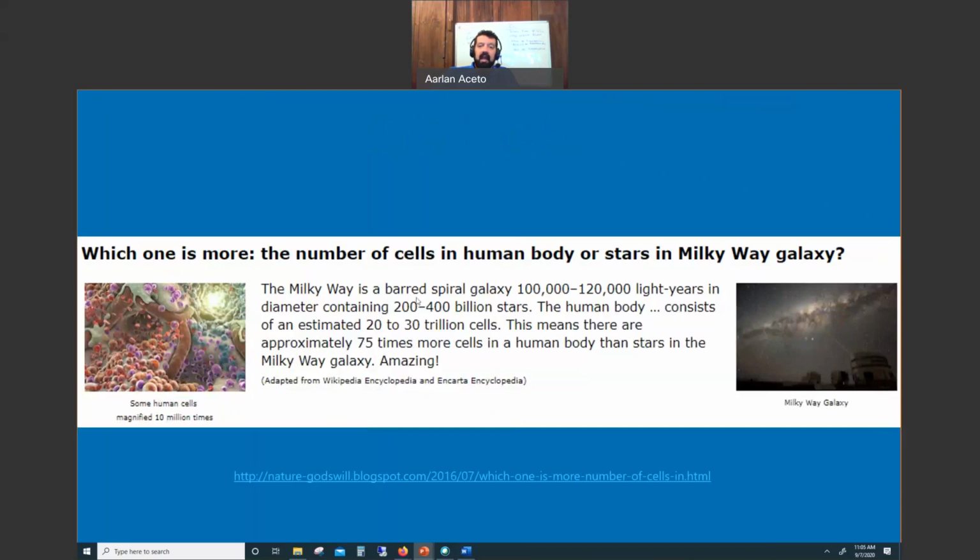The Milky Way galaxy has about 200 to 400 billion stars. The human body has about 30 trillion. That means there's about 75 times more cells in your body than there are stars in the Milky Way galaxy. It's sort of hard to comprehend how complex we are as living organisms, but I love throwing stuff like this in so you can sort of get an idea for scale, if you will.